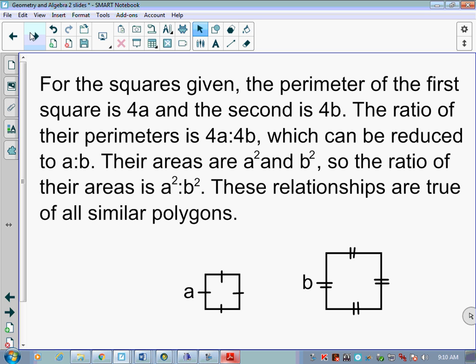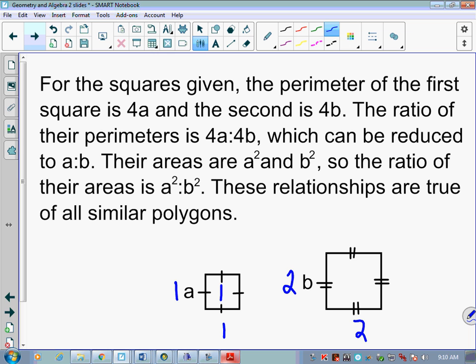Area will be a little bit different though. Let's say, for instance, that we know that A is represented by 1. Then what is the area of square A? 1, right? It has an area of 1. Well, let's say that B represents 2. What's the area of square B? 4. So what we noticed is that they had a scale factor of 1 to 2, and their perimeter had a ratio of 1 to 2, correct? But when we start talking about areas, their areas in this case are a squared and b squared, so the ratio of their areas is a squared to b squared.